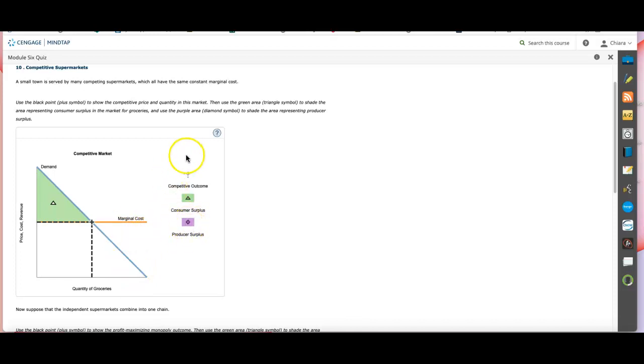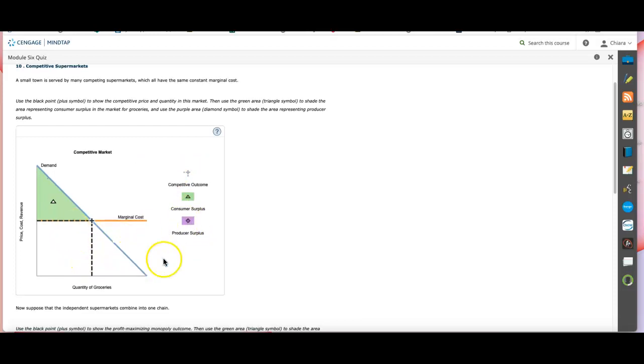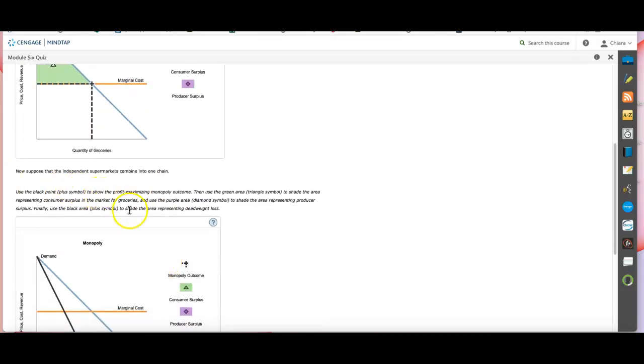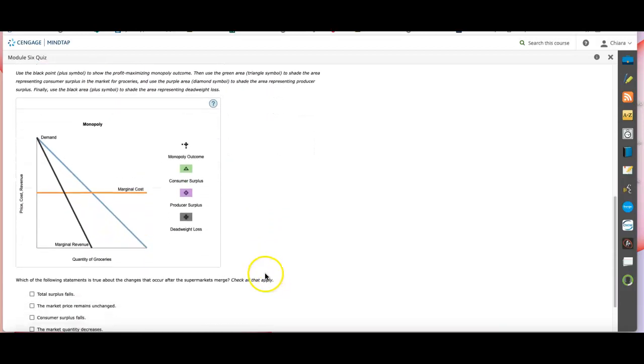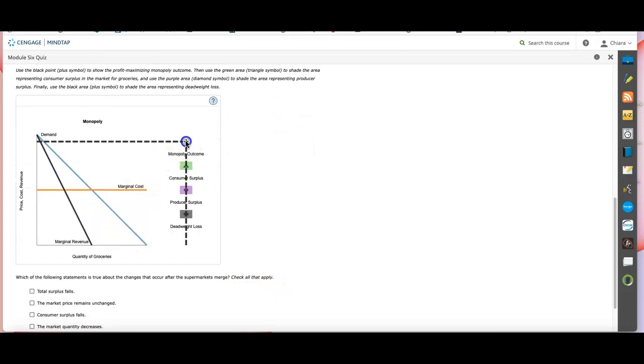So this was a little bit of a trick question. We're going to ask you to shade that producer surplus that really doesn't exist, so we're not going to shade anything. Now let's imagine that these supermarkets become a monopoly. They combine and become one big chain. Now we're looking at a monopoly, right? So what is the monopoly outcome?